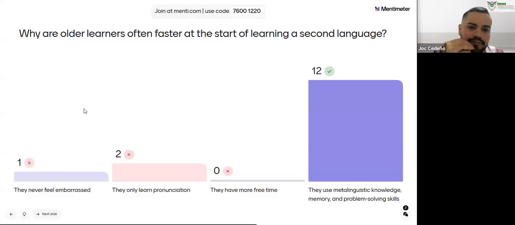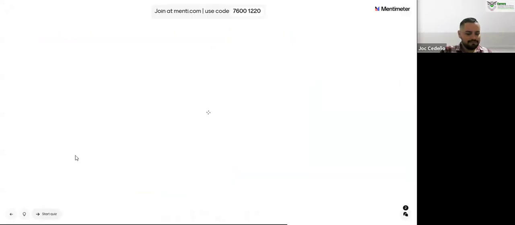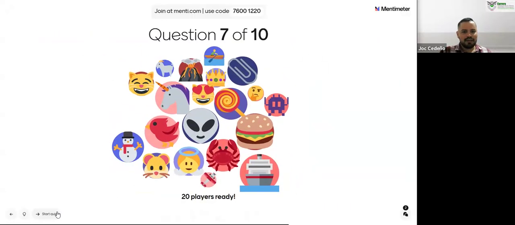Okay. So this is contradictory to the critical period hypothesis, which says that children are faster than adults, but it's actually the reverse. Adults are faster than children. The only problem that adults have is learning the right pronunciation of the language. Okay, so they understand the language, but they're not able to speak it. That's the main issue. Okay, let's go to the next slide. Question number 7.